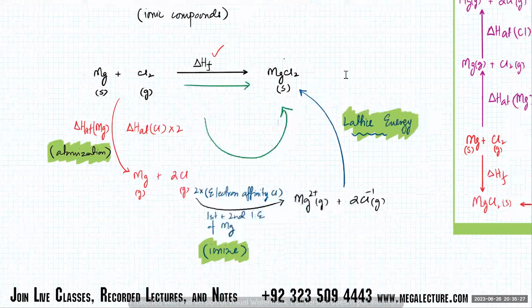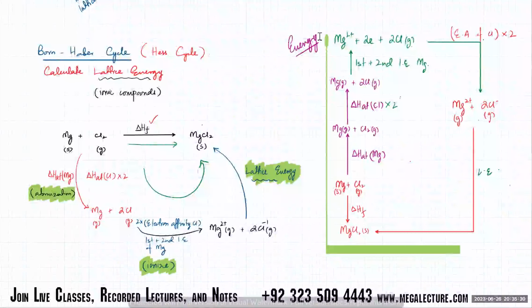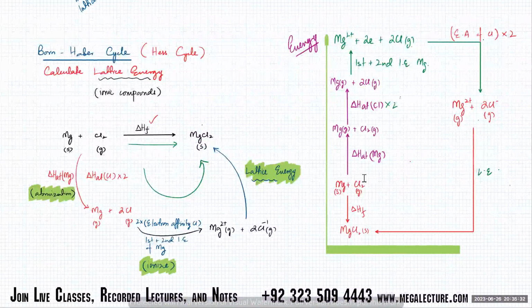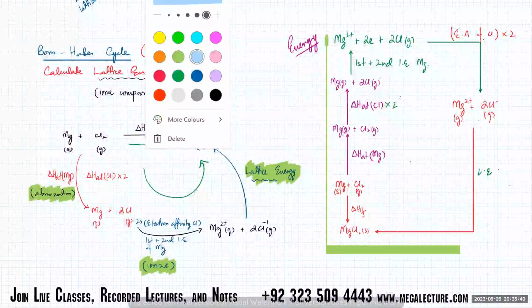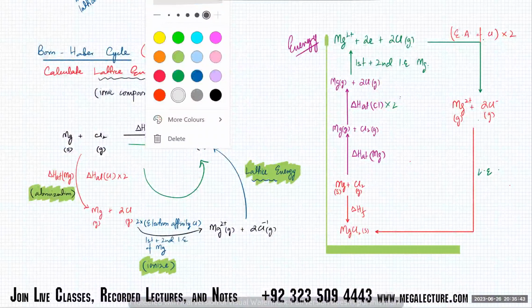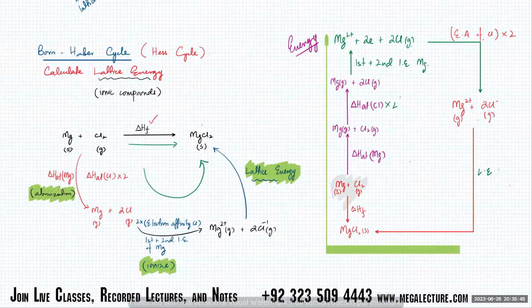But the cycle would often be drawn in this way. The same cycle would often be drawn in this way, where you would have, just one second. So you're going to have your enthalpy change of formation.